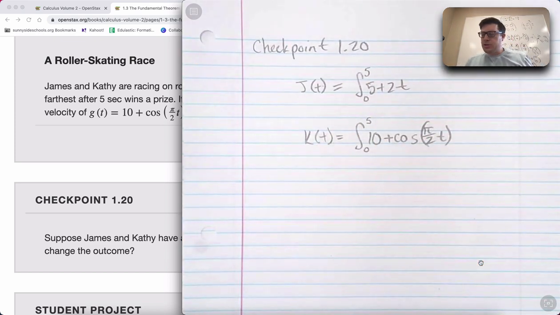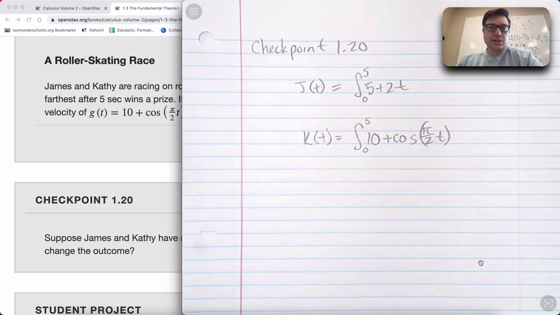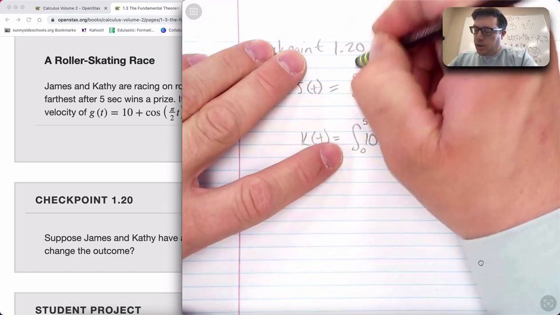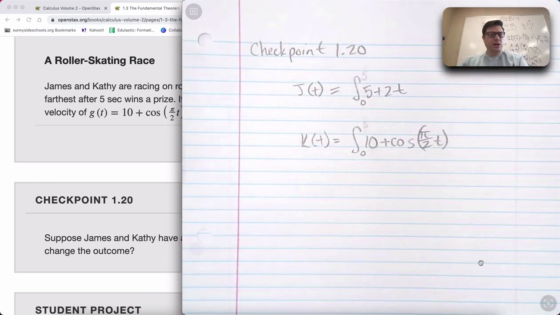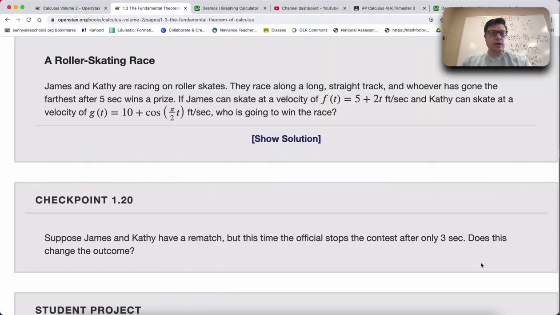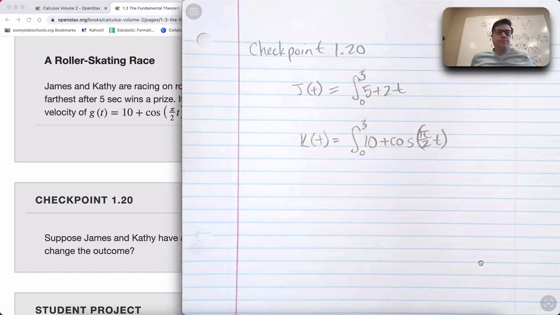Well, the nice thing about this problem is that we could use definite integrals, go to Desmos and type it in, but this is fundamental theorem of calculus part 2. So we need to be able to find the antiderivatives of our functions. And I also noticed that checkpoint 1.20 says the contest stops after 3 seconds. So I'm going to change my limits of integration from 5 to 3. You're welcome to look at the previous example just to see how they solved it.